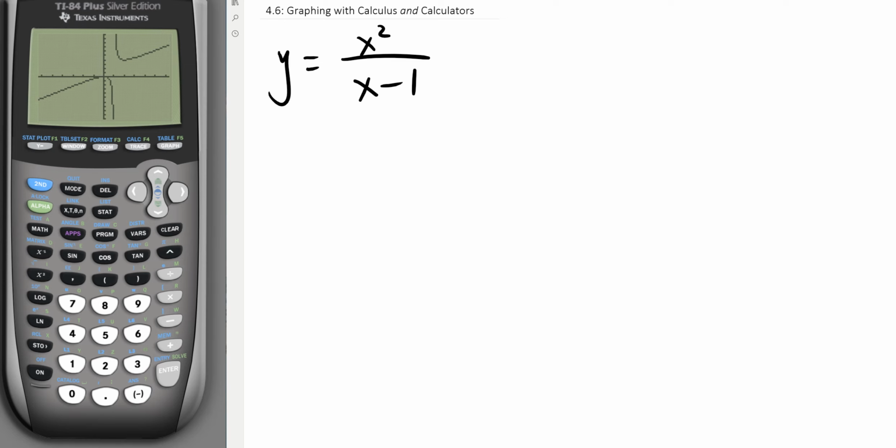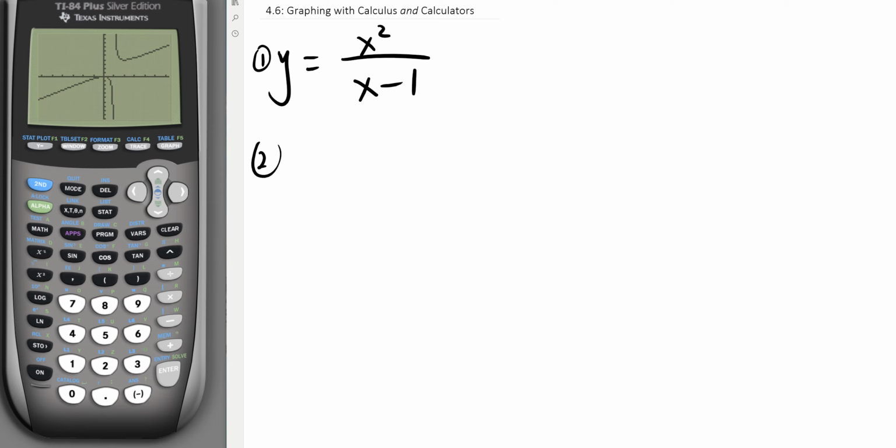If you compare this to the one we got, the only thing missing here is the vertical asymptote. These calculators don't show vertical asymptotes for us. Just keep that in mind. It will show the two branches but not the vertical asymptotes. So that was the first one we graphed in the previous section.